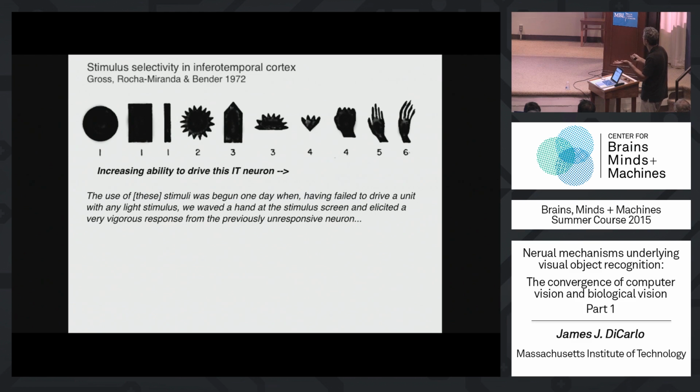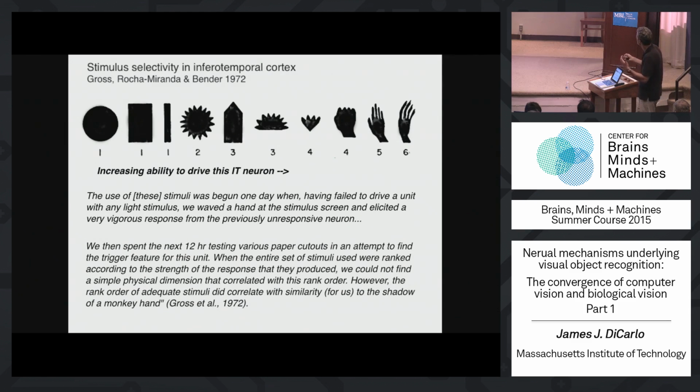"The use of these stimuli was begun one day when, having failed to drive a unit with any light stimulus," so that probably means spots of light, edges, things that Hubel and Wiesel had been using, "we waved a hand at the stimulus screen," like waved in front of the monkey, "and elicited a very vigorous response from the previously unresponsive neuron. Then we spent the next 12 hours." So the animal's anesthetized on the table. They're recording from this neuron. It's 12 hours because nothing's moving, so you can record for a long period of time.